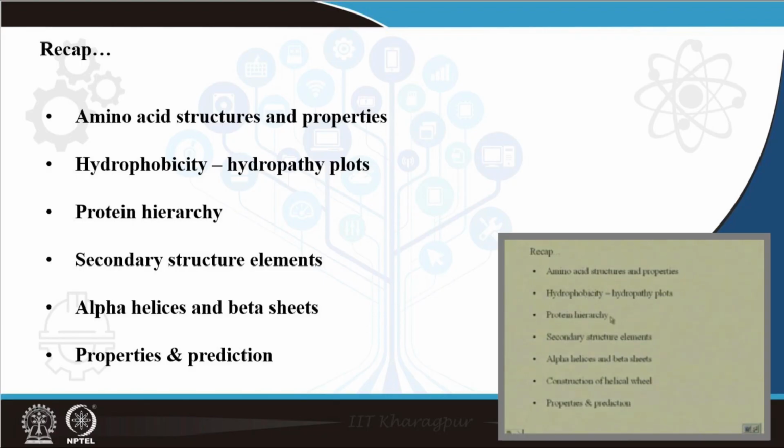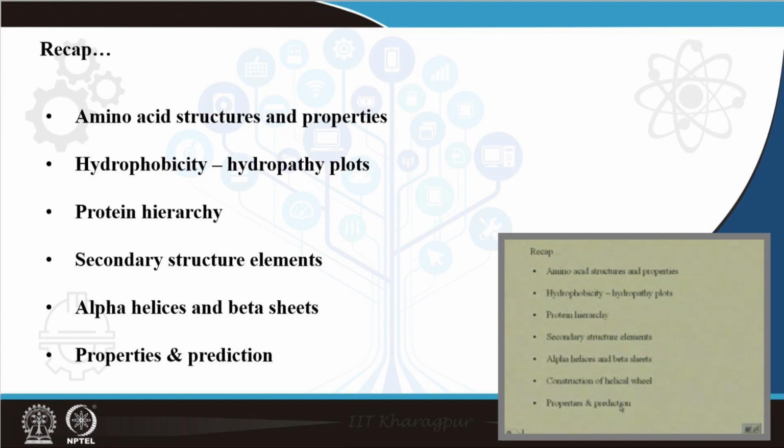protein. We then went on to do the protein hierarchy, meaning the different structural properties of proteins from the amino acid sequence to the final quaternary structure which some proteins adopt. Then we considered the secondary structural elements, mainly the alpha helices and the beta sheets, and their different properties as to how they interact and what their specific features are, be it the backbone or the hydrogen bonding properties. Then we constructed a helical wheel to figure out which regions of the alpha helix would be inside or facing the surface of the protein. And then finally we went to certain properties of proteins and predictions of secondary structures.